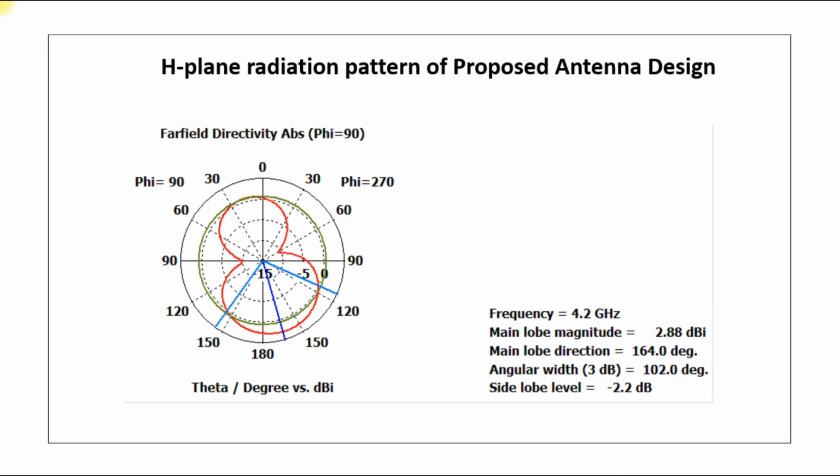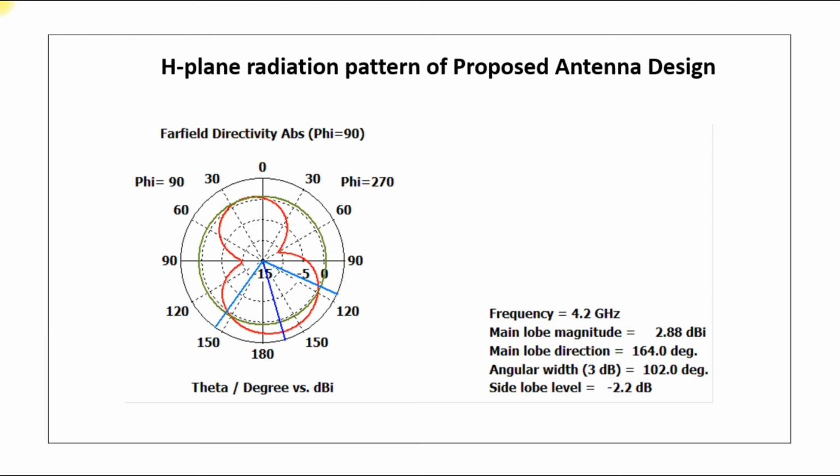Okay, so what is the radiation pattern of this proposed antenna? The radiation pattern we will mention in two different planes: one is the H plane, the other one is the E plane. So what does H plane mean? H stands for magnetic and E stands for electric. So the magnetic radiation pattern is the H plane, and E is the electric one, the E plane radiation pattern.